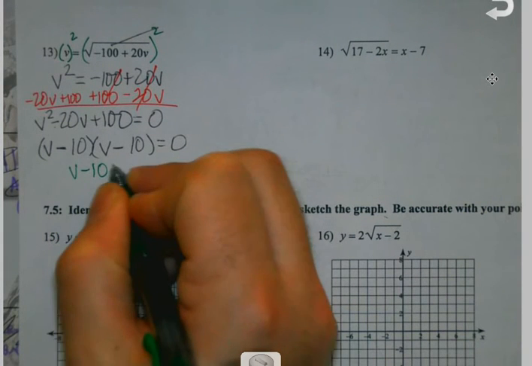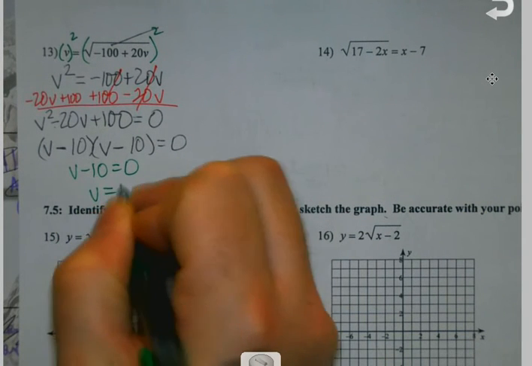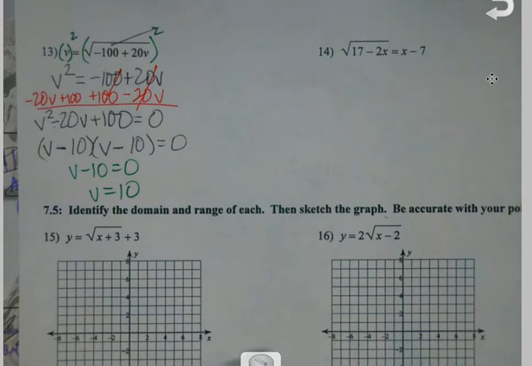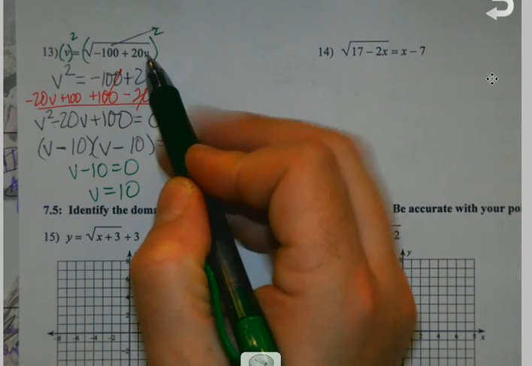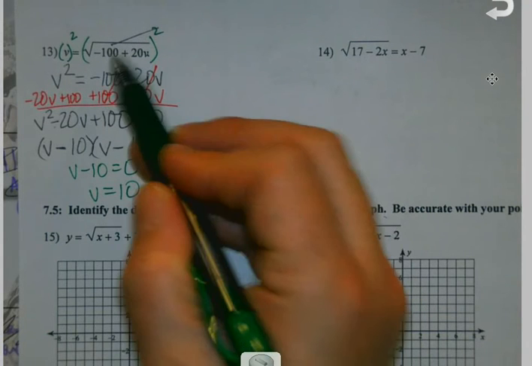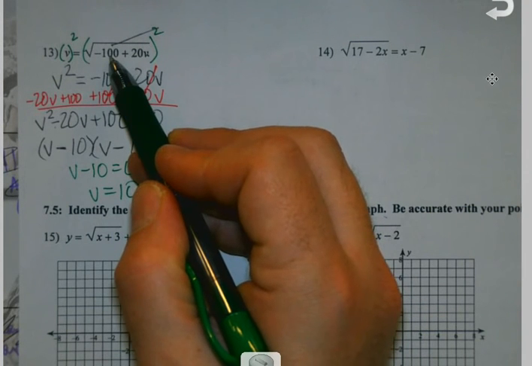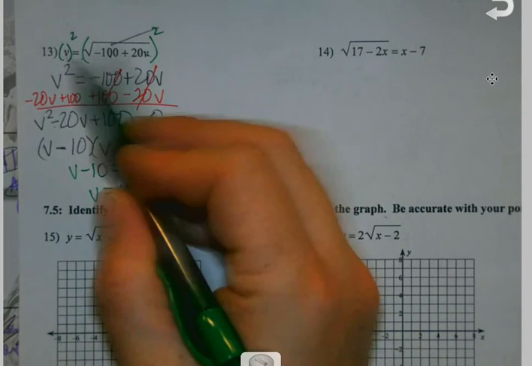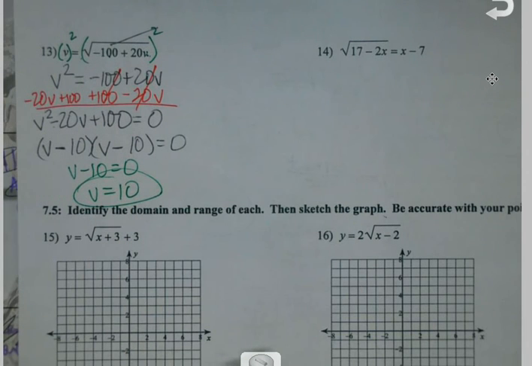So if v minus 10 equals 0, v equals 10, but I want to make sure. 20 times 10 is 200. Minus 100 is 100. And the square root of 100 is 10. Yes, it is. All right. You're like, Harty, these are all working.